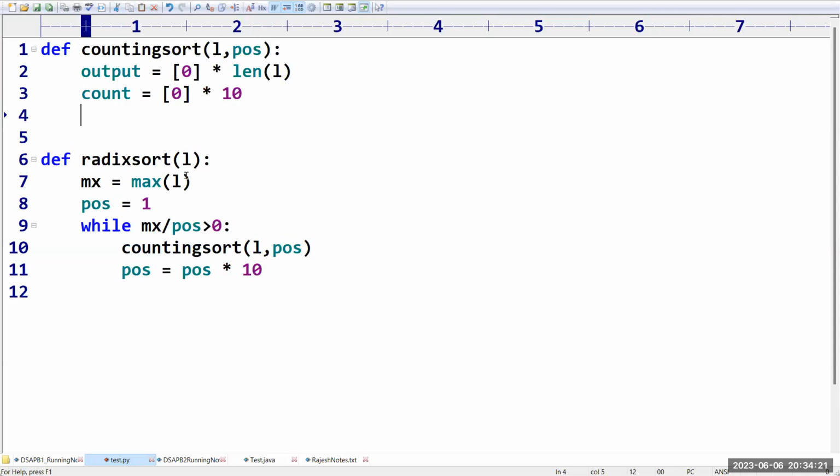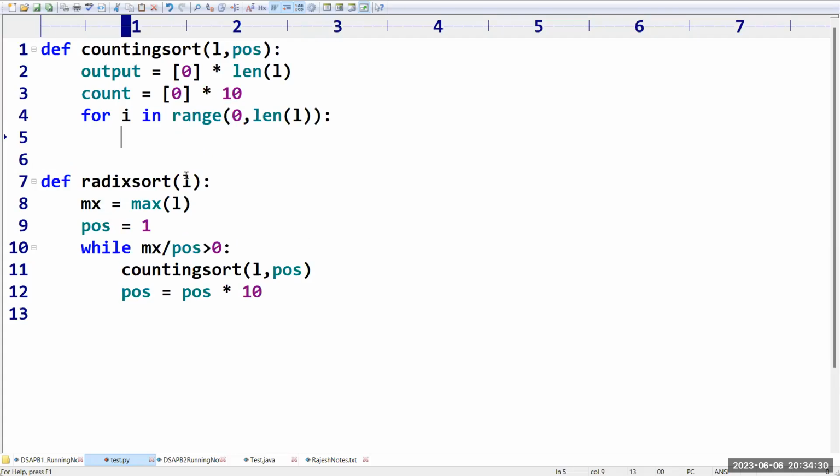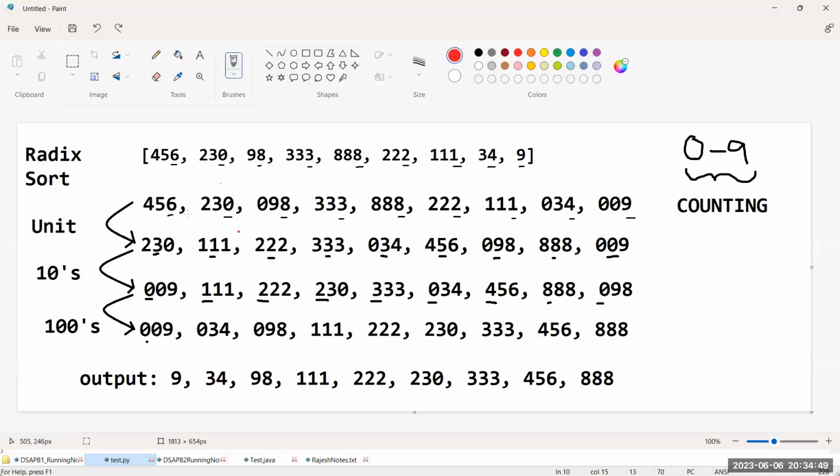Next, for each i value in the range of 0 to the length of L, we take one item at a time and find the position. How to take the item? L of i, double slash position, percentage 10. Sir, in the first example, I think this one also uses double slash. So if you see in this diagram, we are sorting based on the position. Here, what is a position?